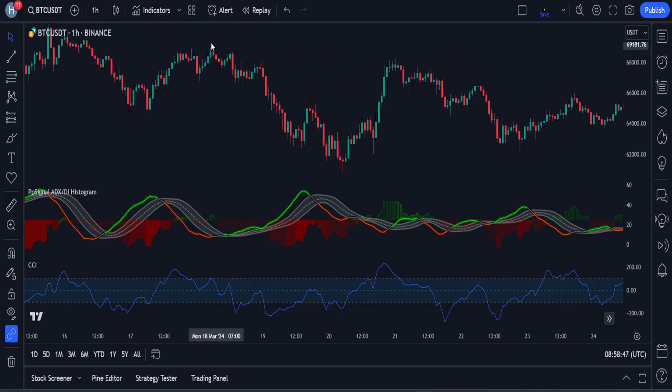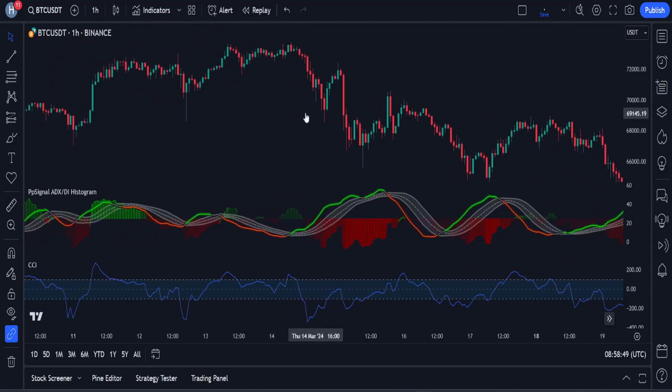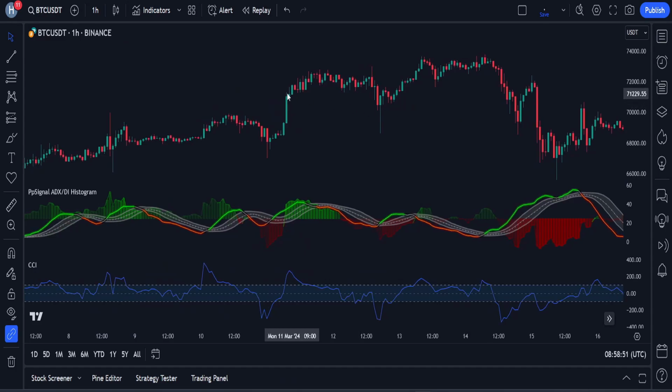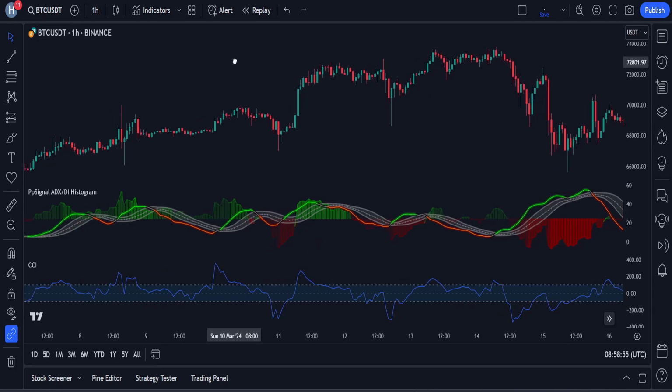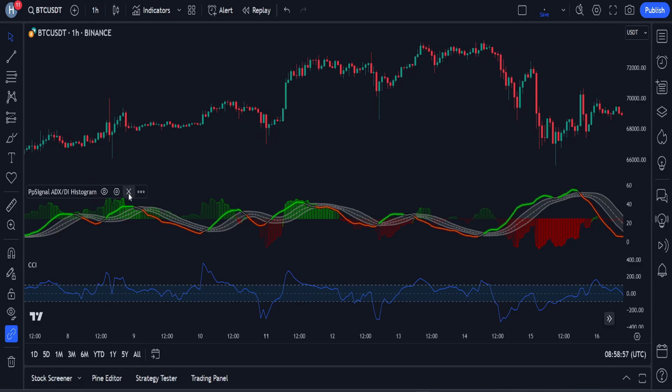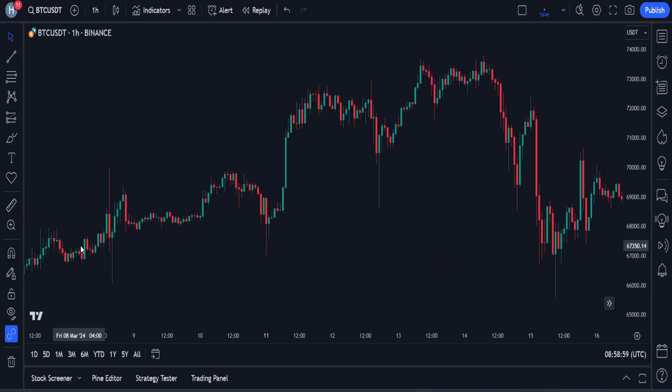So I'm in TradingView, and this is what our chart is going to look like when we're done setting up our indicators. I'm going to be using a Bitcoin trading chart to explain this strategy. Let's quickly remove these indicators from the chart so I can explain everything from the beginning.